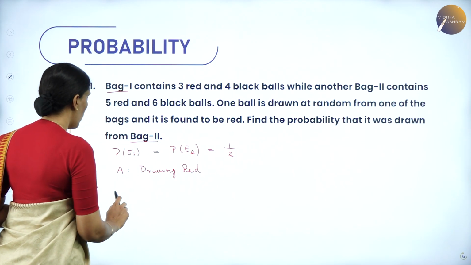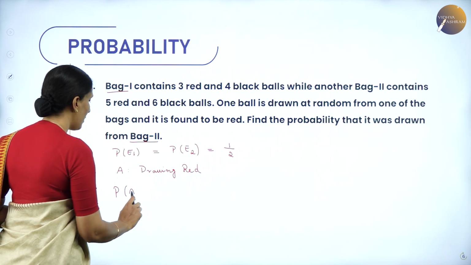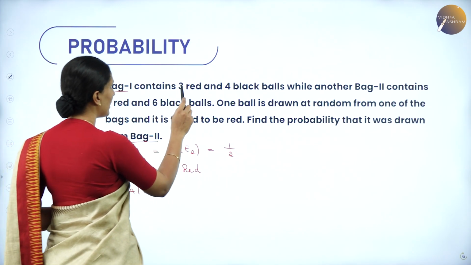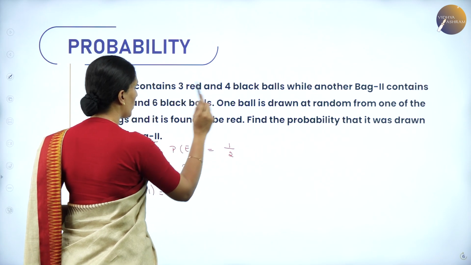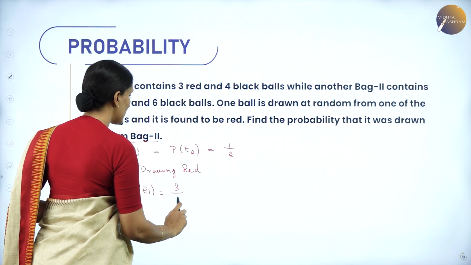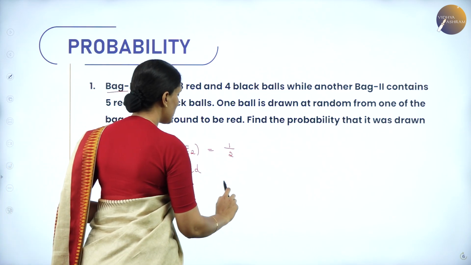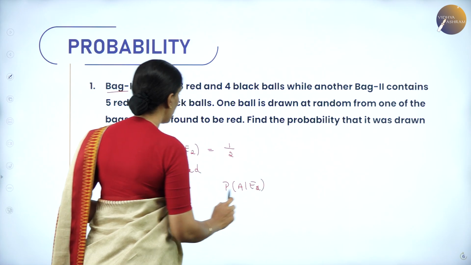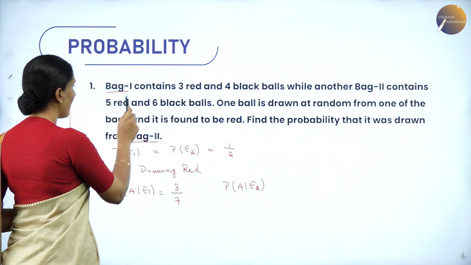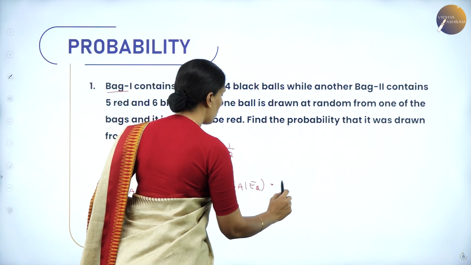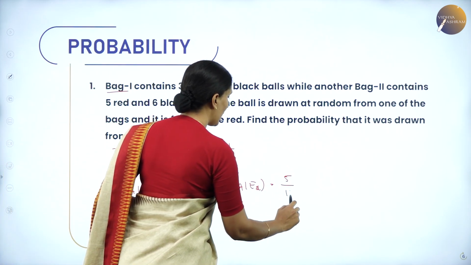Now, what is the probability of getting a red ball from bag 1? We know that in bag 1 there are 3 red and 4 black. So in total, out of 7 balls, we have 3 red balls. Therefore it is 3 by 7. And what is the probability of drawing a red ball from bag 2? We know that in bag 2 we have 5 red and 6 black balls. So out of 11 we have 5 red balls. So it has to be 5 by 11.